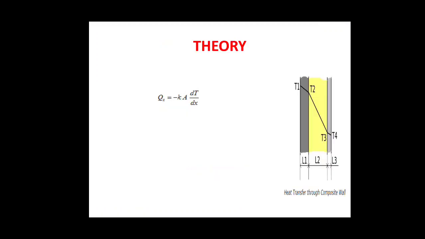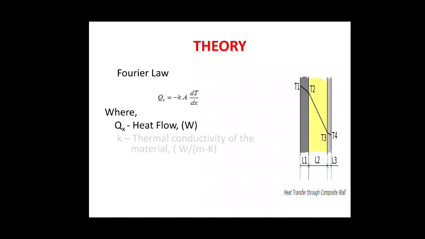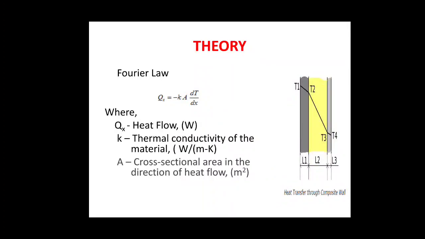Theory. The thermal conductivity can be measured from the conduction equation that is given by Fourier's law, which is Qx equals minus K A dT by dx, where Qx is the heat flow in any particular direction, K is the thermal conductivity, A is the cross-sectional area, and dT by dx is the temperature gradient.